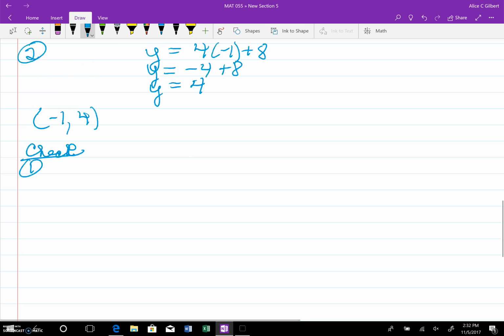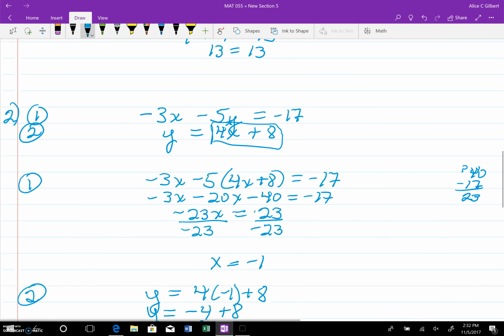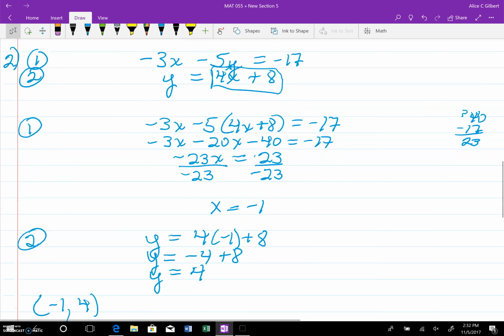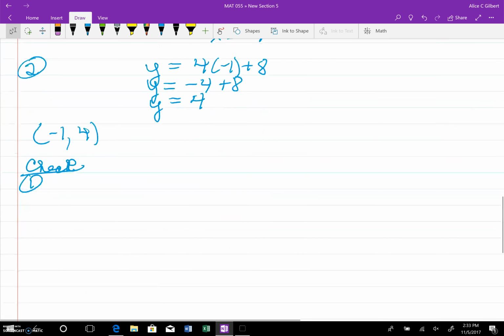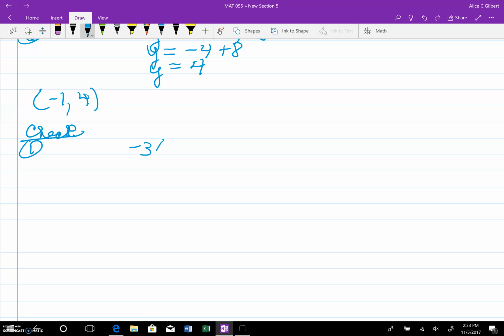Okay, so equation number 1 is negative. Get this back out here. So -3x, -3 times -1 minus 5 times 4 equals -17. Okay, so -3 times -1 is 3, -5 times 4 is -20, equals -17. 3 minus 20 is -17, equals -17.